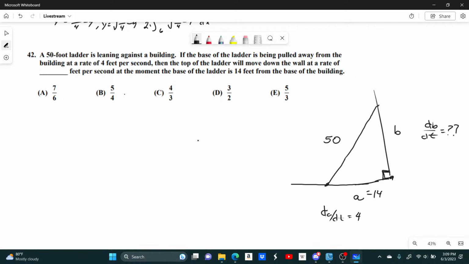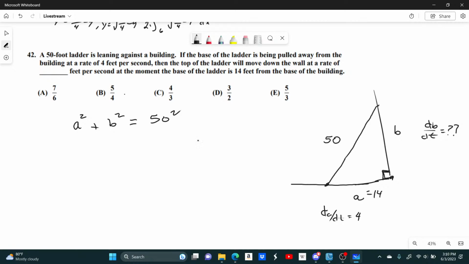So this is a related rates problem. When you solve these, you want to find some way to relate all the variables that you have to deal with. Realistically, the only two we have to deal with are A and B. So we have to find some way of relating these. The one that comes to mind first, there are probably multiple ways of doing this, is the Pythagorean theorem, right? A squared plus B squared will equal 50 squared, right?